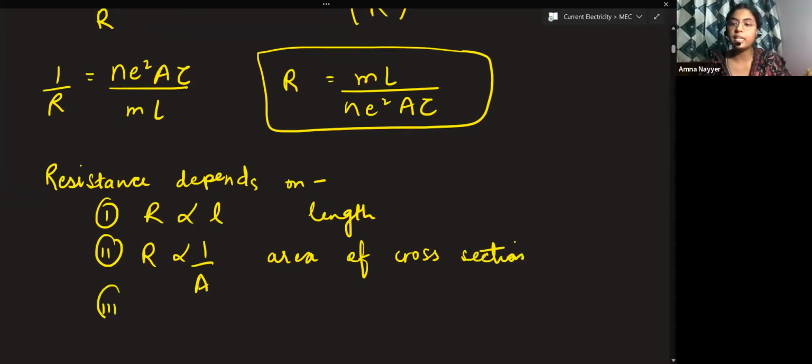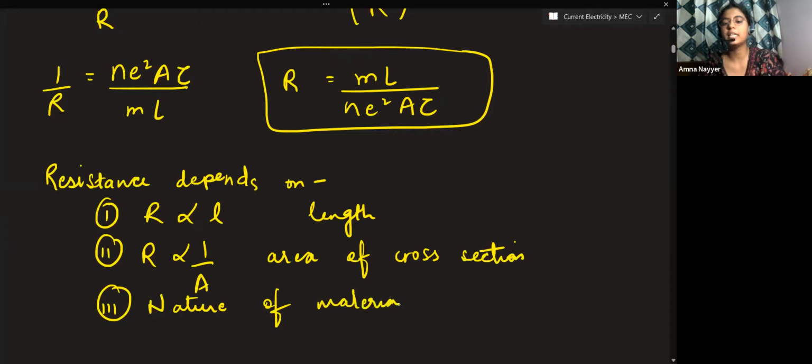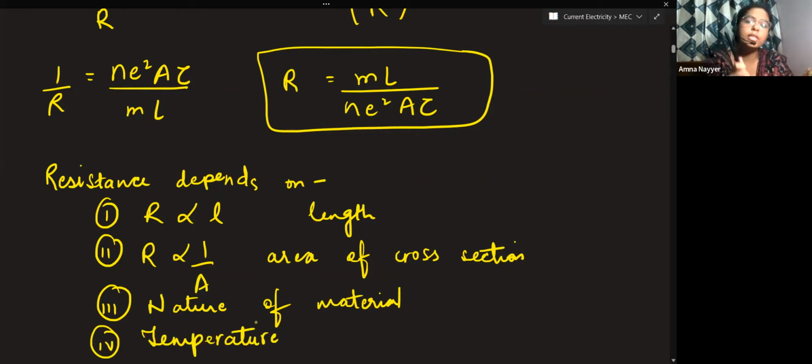Resistance depends on nature of material. Depending on nature of material means if you have different materials, they'll be having different resistance. For example, resistance of brass would be something else, resistance of zinc would be something else, resistance of glass would be something else. So different material would be having different resistance. So it depends on the nature of material, as well as it depends on temperature. Temperature, you have a full-fledged topic, how resistance varies with temperature. Basically, temperature influences your number density, this N and tau. So that's why it changes your resistance.